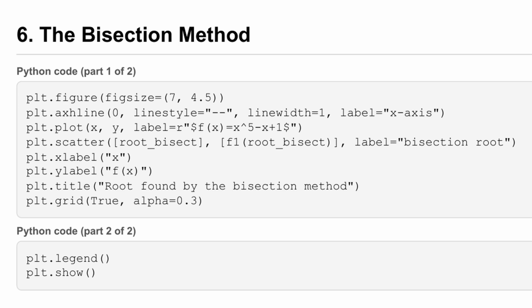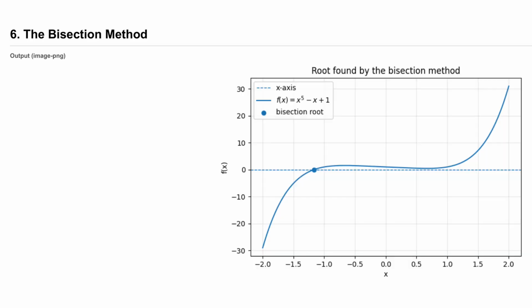We use a scatter plot to place a marker at the specific root coordinates identified by our bisection algorithm, overlaying it on our original function plot. The plot confirms our numerical result. The bisection root marker sits exactly where the curve intersects the dashed line representing the x-axis, giving us confidence in the accuracy of our calculation.